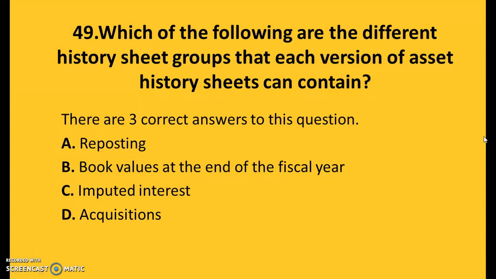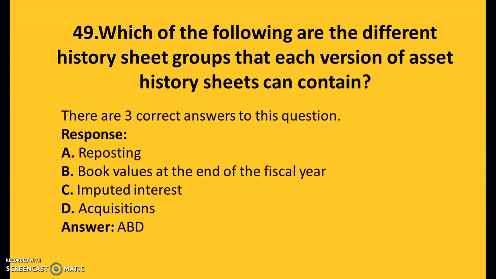Which of the following are the different history sheet groups that each version of asset history sheets can contain? There are three correct answers for this. Reposting, book values at the end of the fiscal year, or imputed interest for acquisitions. So the answers are A, B, and D. So reposting, book values at the end of the fiscal year, and acquisitions are the right answers. So these are the different history sheet groups that each version of asset history sheet can contain.